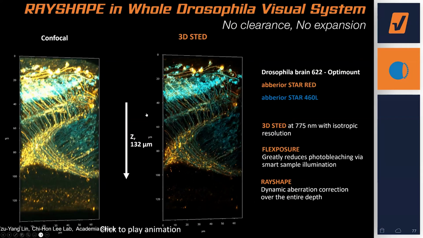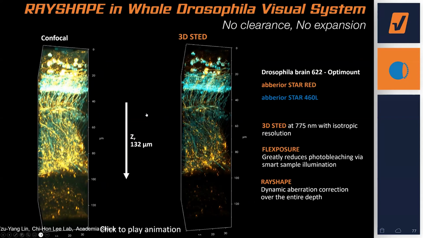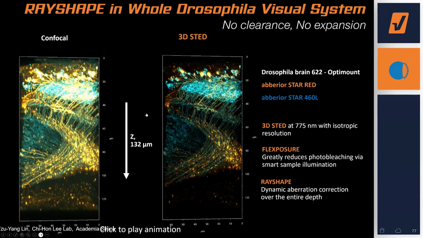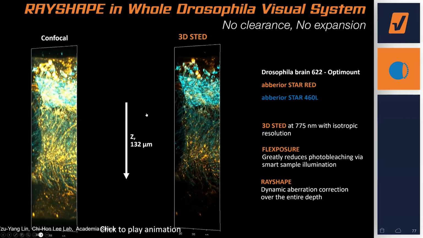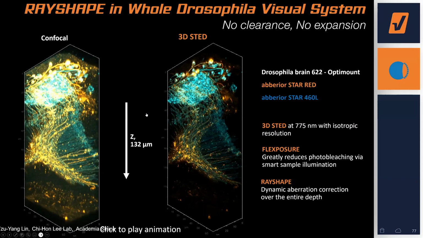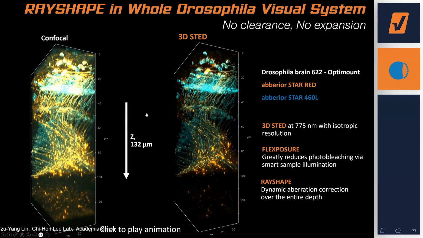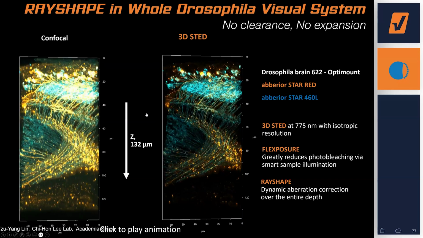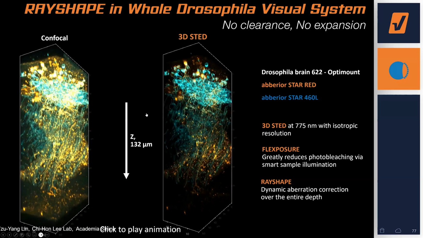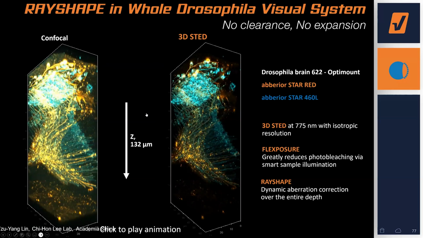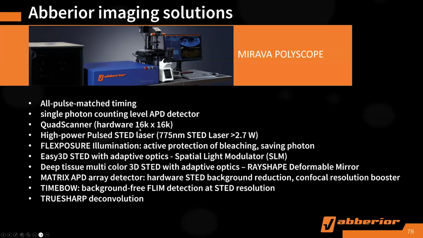This is another example. Left side is the confocal. As I said, any STED system is a perfect optical confocal system. So you see from the confocal, it's already perfect. But with the 3D STED, the resolution is much improved isotropically. Then we also have the matrix APD array detector.